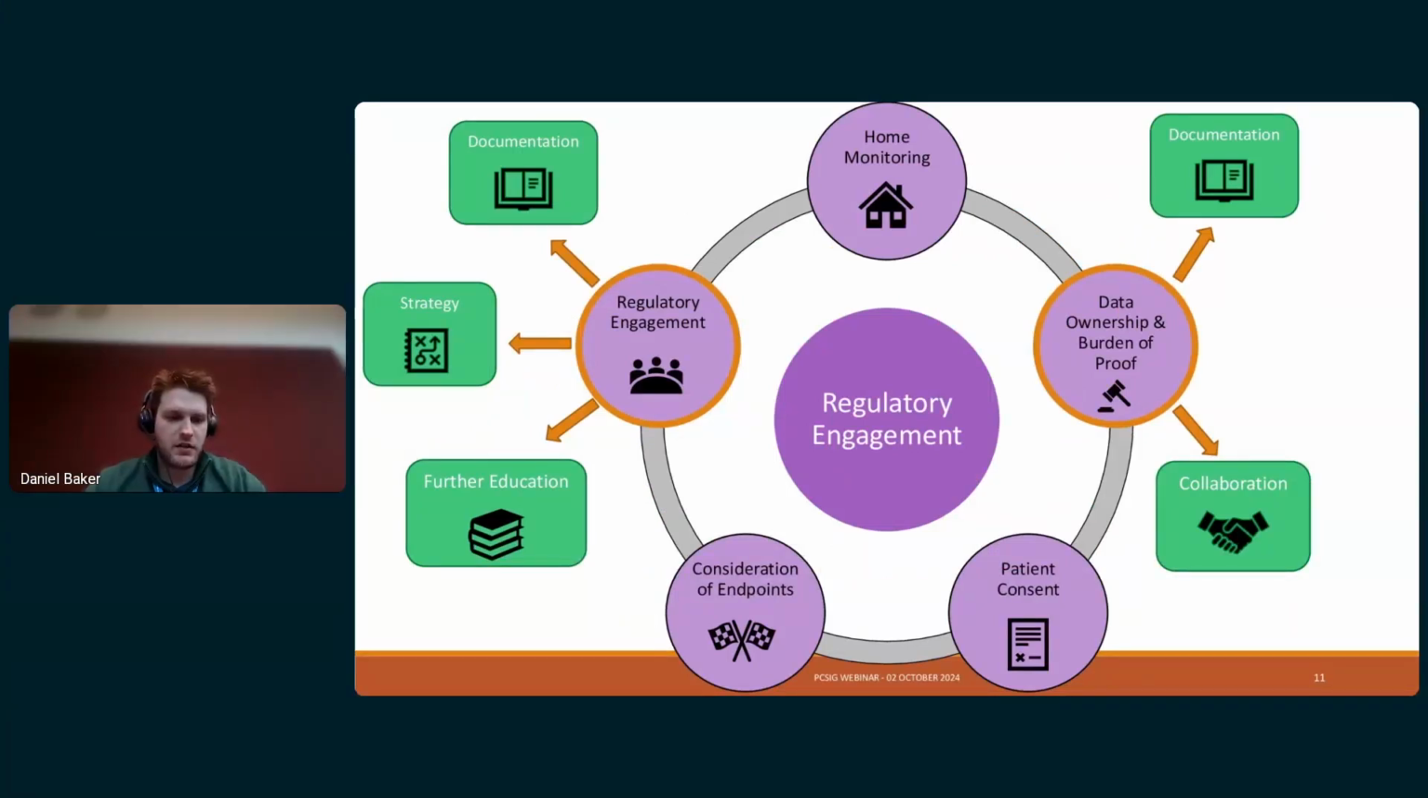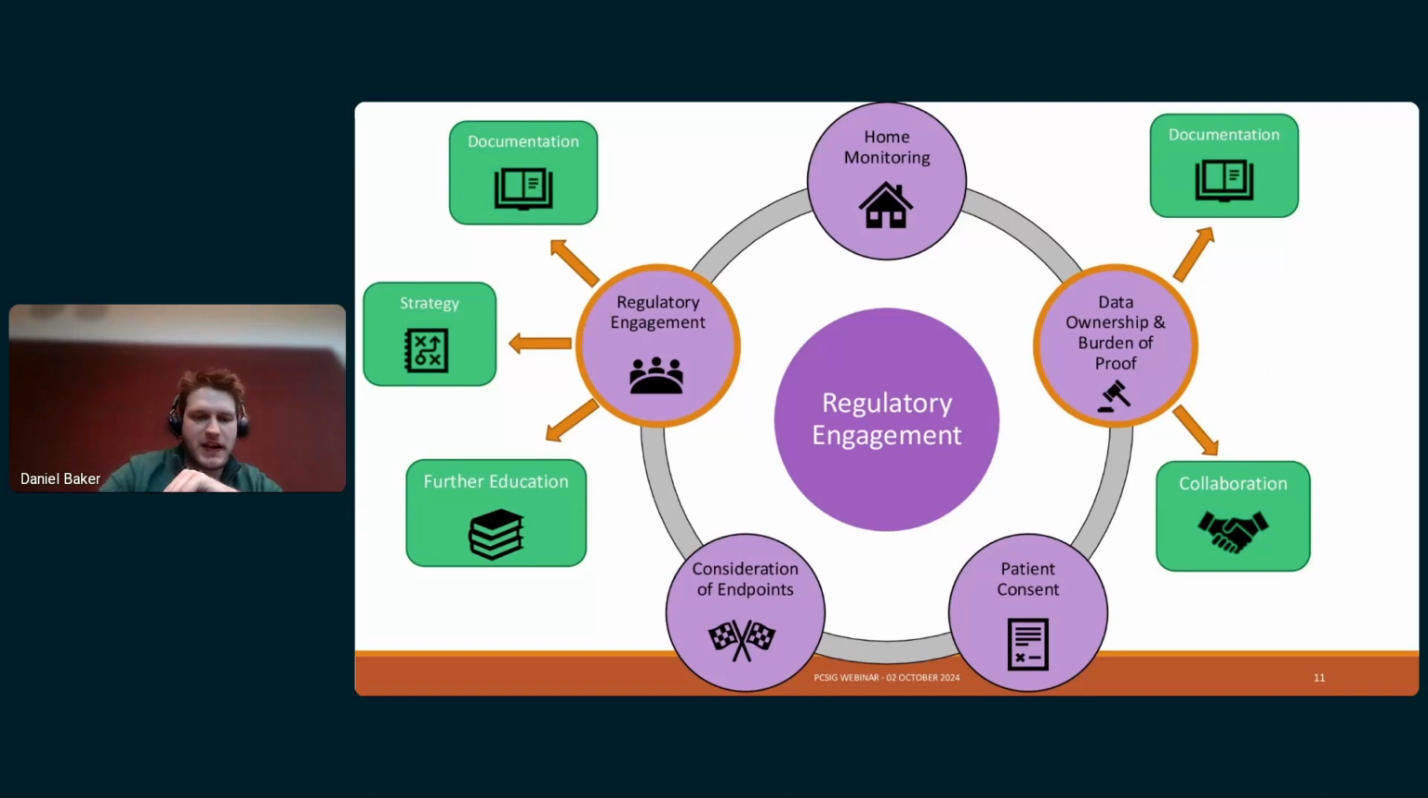Great, thanks, Jen. So hi everyone, I'm Dan Baker. I'm a bioanalytical scientist currently working at AstraZeneca in Cambridge. So I helped facilitate and summarize some of this discussion around regulatory engagement. And there were two main questions around regulatory engagement. One was around how and when do I engage and what sort of data I need. And then there was another around burden of proof and responsibility of data and ensuring data quality.